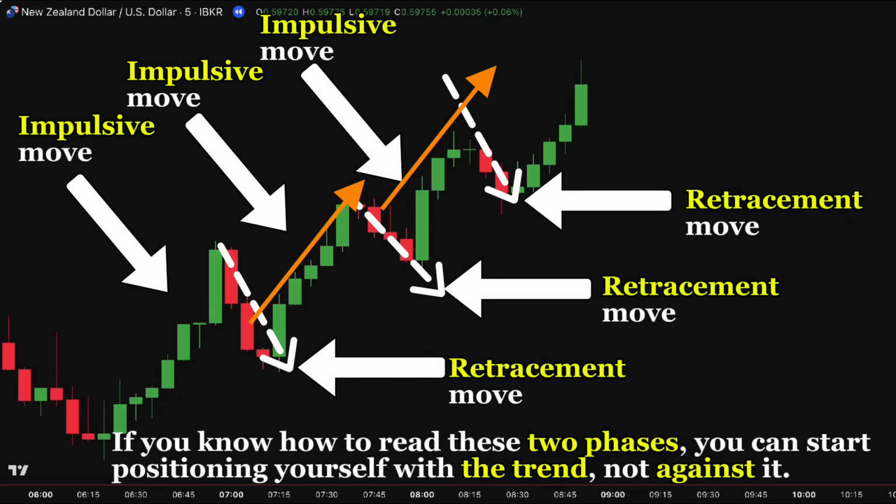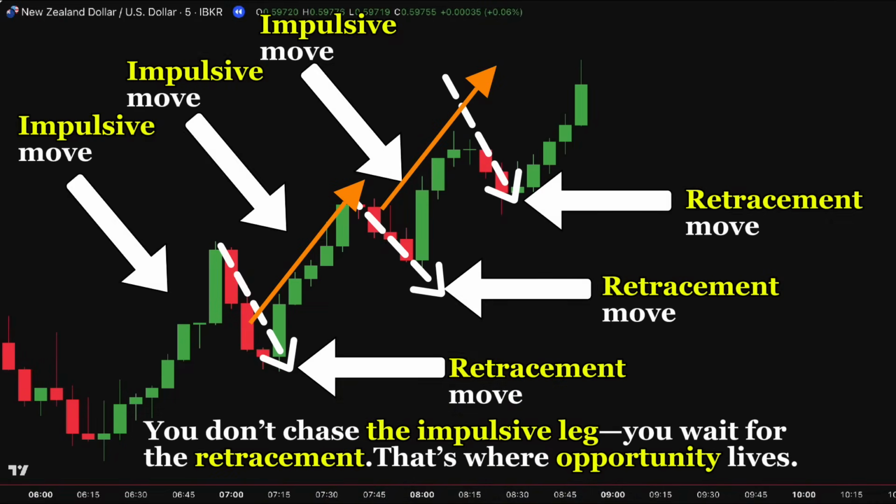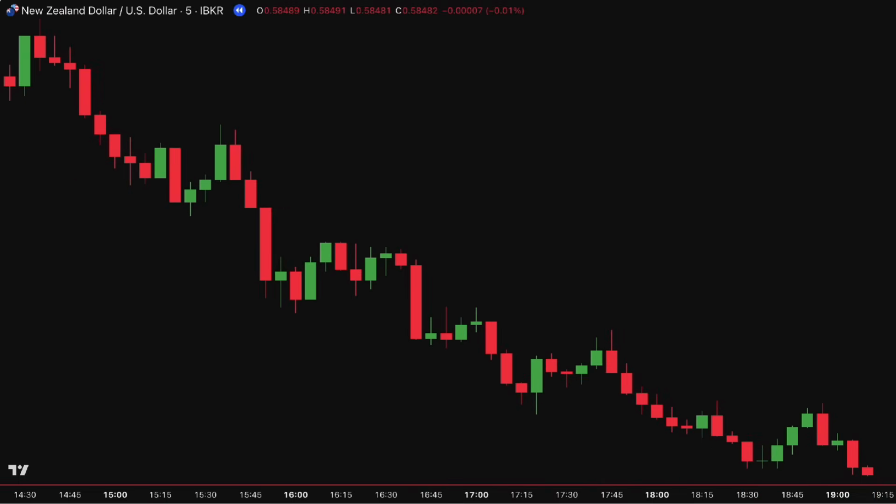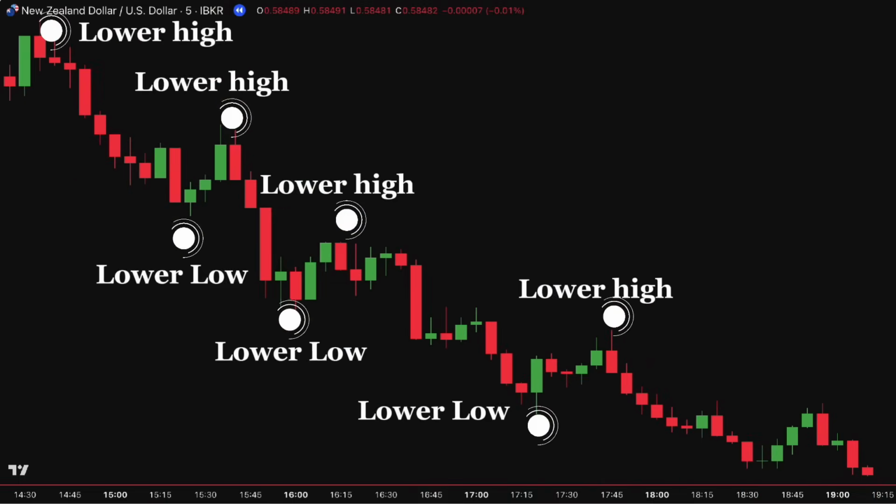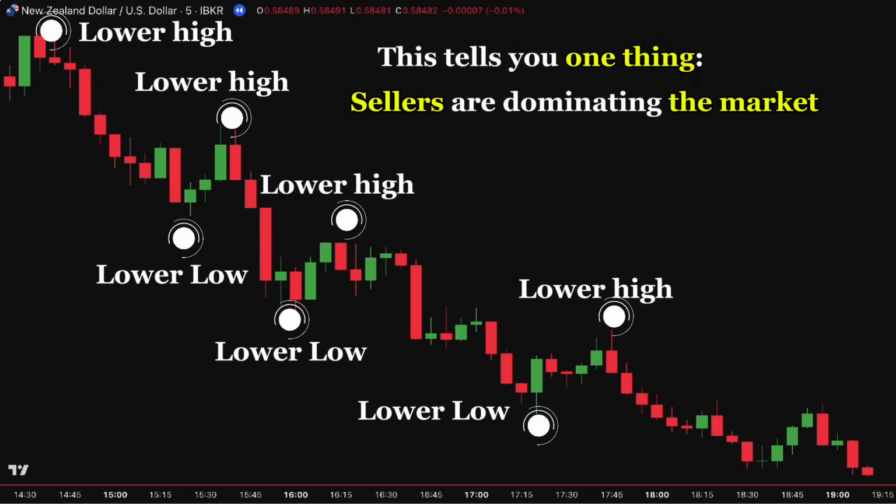If you know how to read these 2 phases, you can start positioning yourself with the trend, not against it. You don't chase the impulsive leg, you wait for the retracement. That's where opportunity lives. Now flip the script. In a downtrend, the market prints lower highs and lower lows. Each rally is weaker than the last, and every new drop breaks below the previous support. This tells you one thing: sellers are dominating the market.